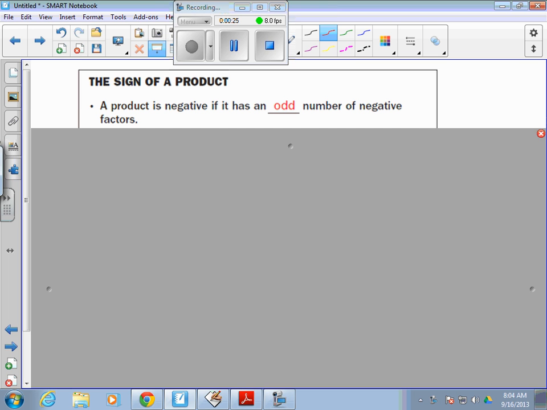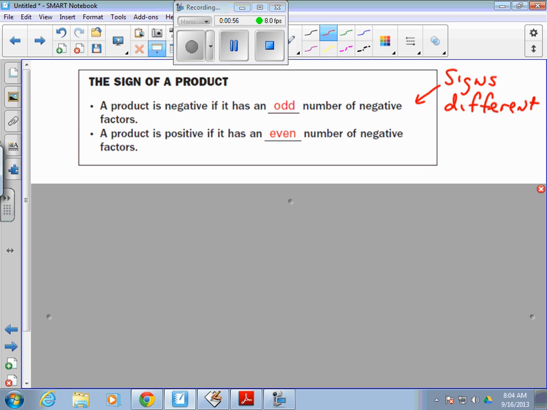The sign of a product is going to be negative if it has an odd number of negative factors. This is easier to say as: if they're different, if the signs are different. Signs are different when you're talking about two things. It means one positive, one negative, or one negative, one positive. Or in this case, it says if it has an odd number, that means if you're talking about three or more than two things that are multiplying by each other, if it's an odd amount, they'll be negative. If it's an even amount, it's going to be positive.